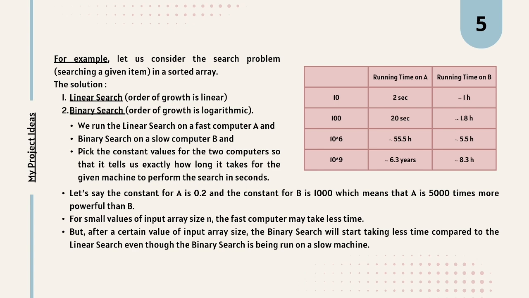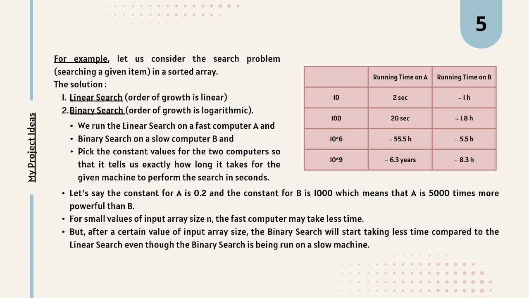So there are two ways in which you can search. One is linear search. That is, the order of growth is linear. We will see what the order of growth means in the upcoming lectures. And binary search. As the name suggests, binary search is dividing the array into two parts and then searching. So the order of growth of binary search is logarithmic. First we run the linear search on a fast computer A and binary search on a slow computer B. Then we pick the constant values for the two computers so that it tells us exactly how long it takes for the given machine to perform the search in seconds.